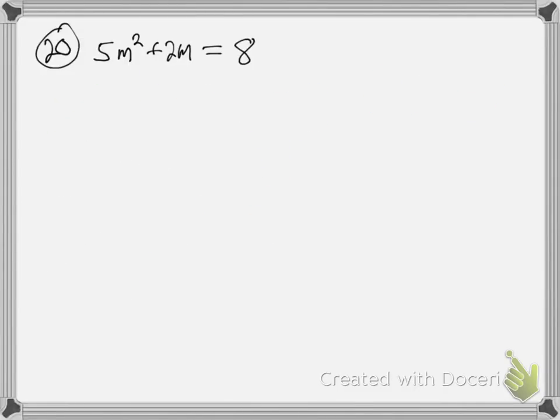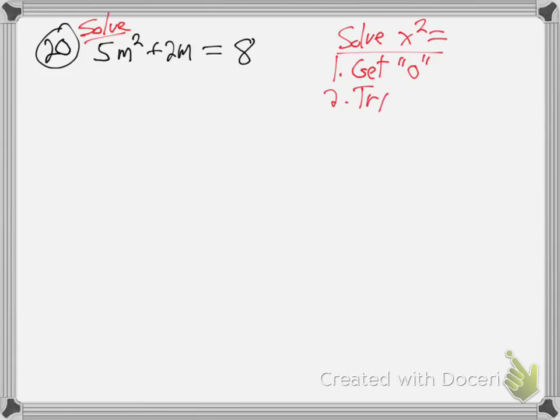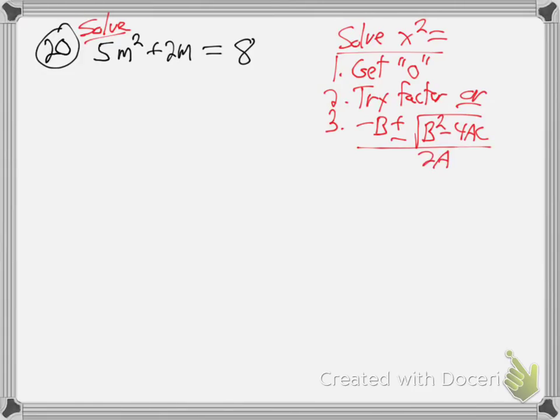Okay, so I'm supposed to solve this. It says solve. So how do you solve x squared with an equal sign? You want to have on your sheet of notes for the final exam the game plan when you have x squared with an equal sign. What is it? Step 1, you've got to get a 0. Step 2, you can try to factor if you want, or you can do the quadratic formula: negative b plus or minus square root of b squared minus 4ac all over 2a. That's what I'm going to do here.